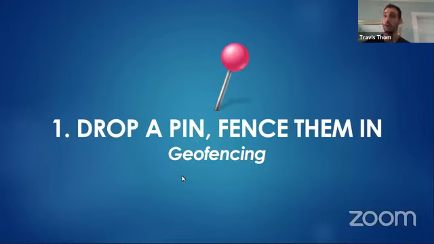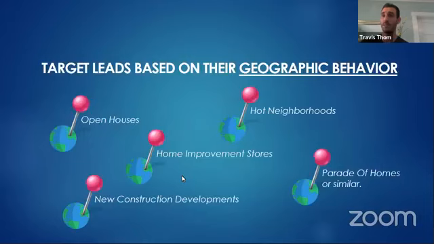So a specific actual property address, and drop a pin, and then start to develop a campaign around people that are going to be there. So this would be, let's say, you're going to target leads based on their geographic behavior. So it might be open houses. It might be new construction developments, and we've done that recently where there's a new construction development of, let's say, 700 homes or 1,000 plus homes being built in there.